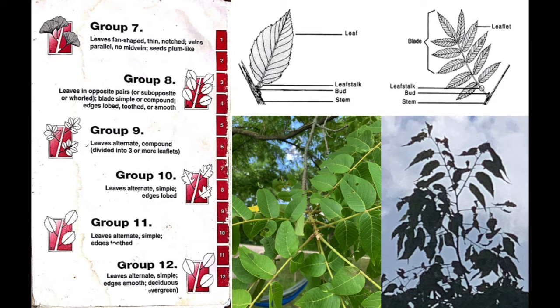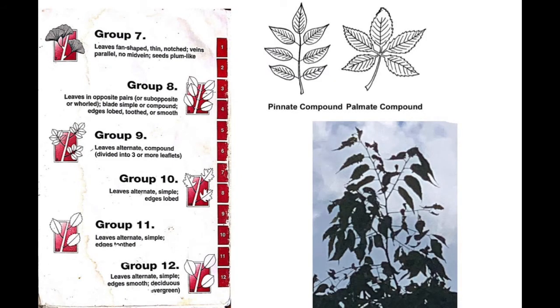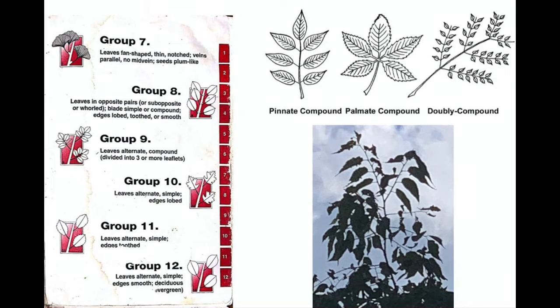Compound leaves can be palmate or pinnate. Palmately compound leaves occur when the leaflets join at one point, and pinnately compound refers to leaves that are joined along a central stalk. There is also doubly compound. I can see that the tree I am IDing has pinnately compound leaves.